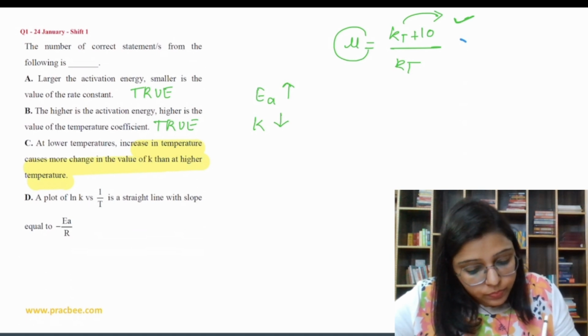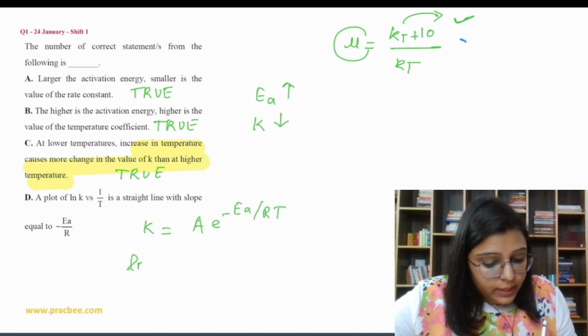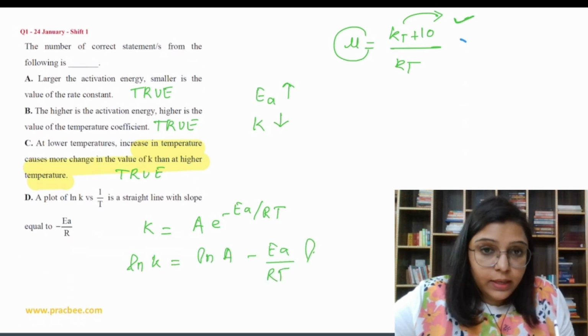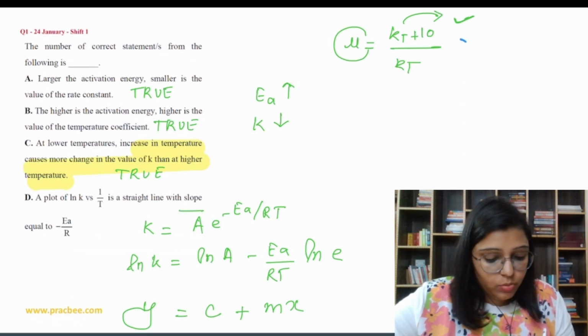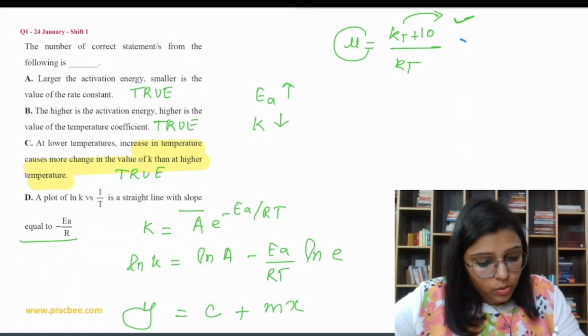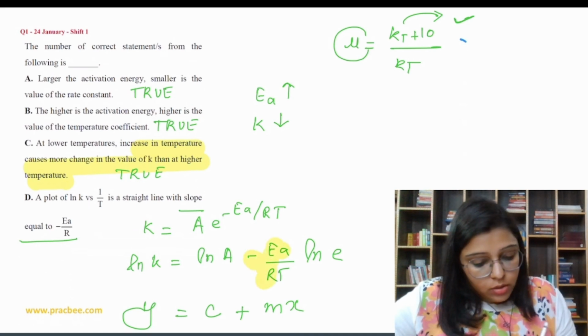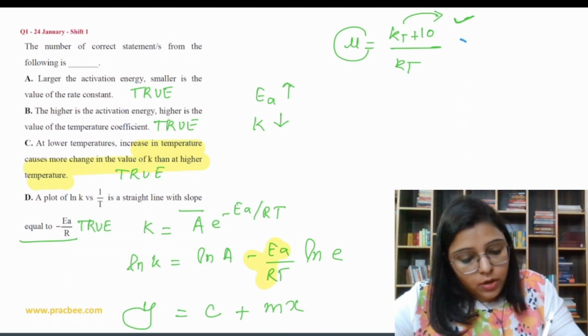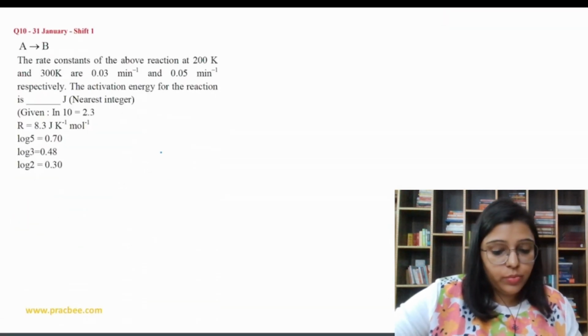Now D, a plot of ln K versus 1/T. K is A e^(-Ea/RT), so ln K is equal to ln A minus Ea over RT. Now we have to compare this equation with y = mx + c. So yes, the slope is equal to minus Ea over R. Okay, so that is also true. So the number of correct statements from the following is equal to 4. Okay. Now let's do the next question.